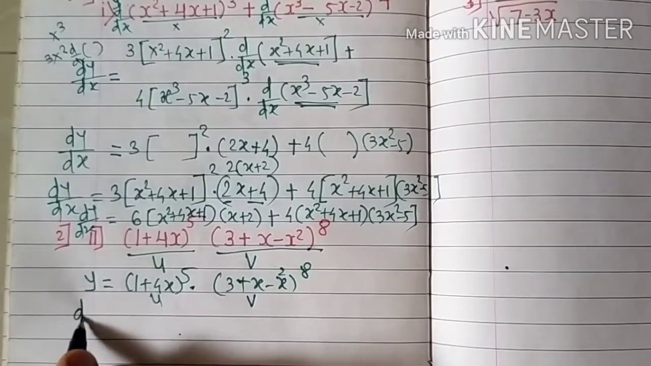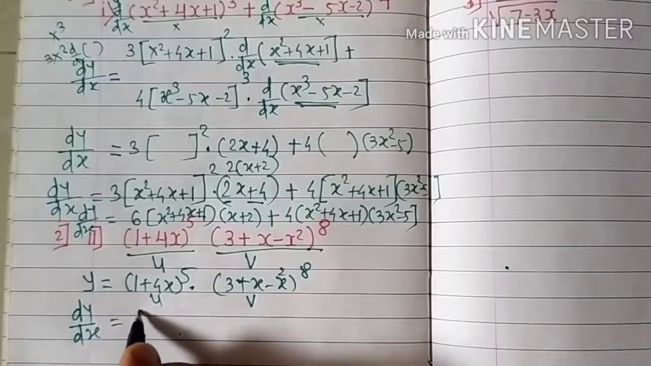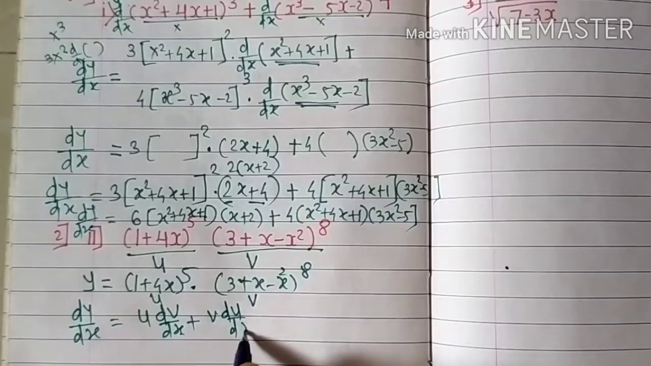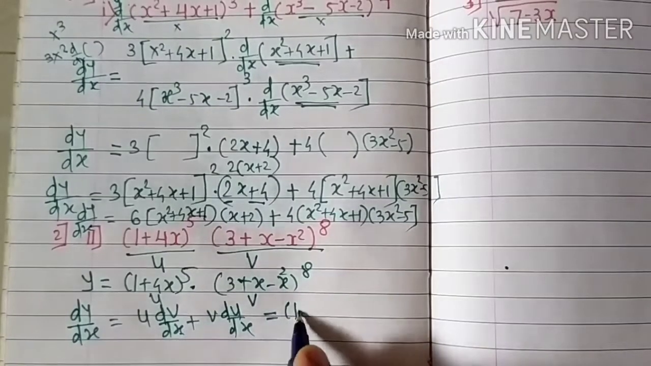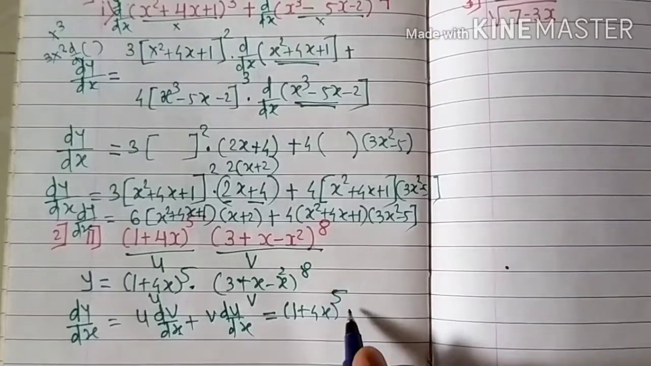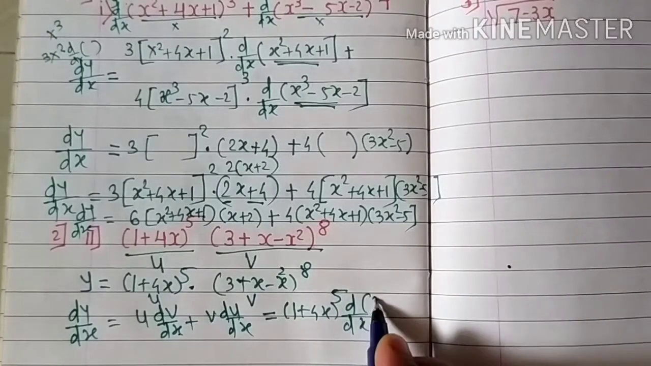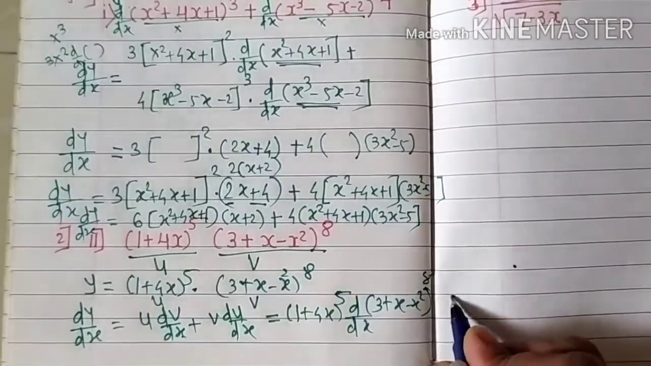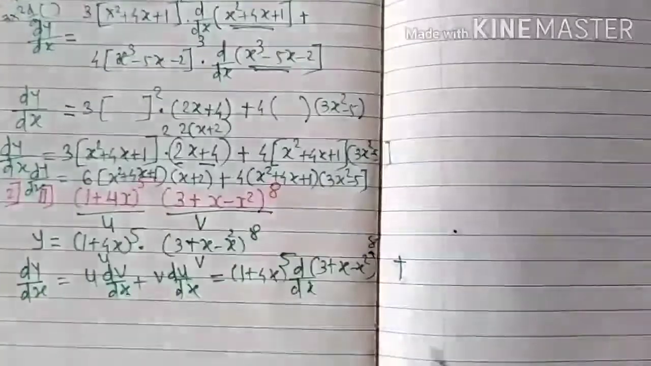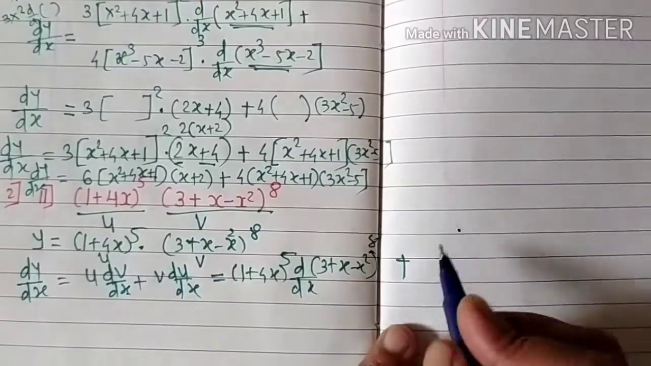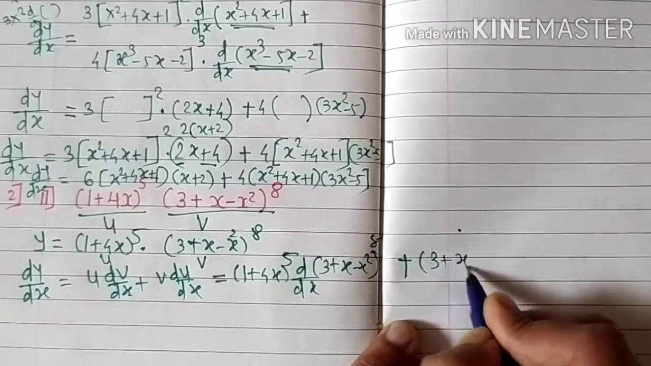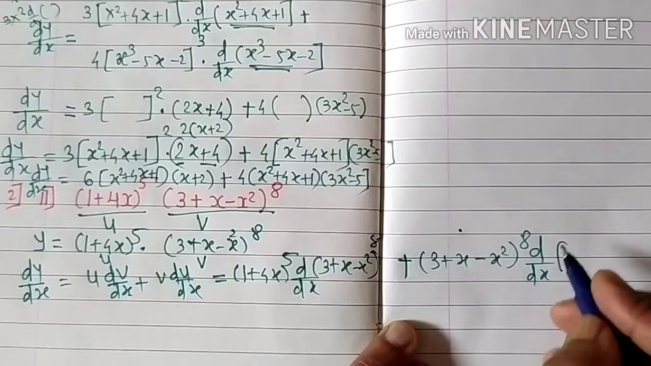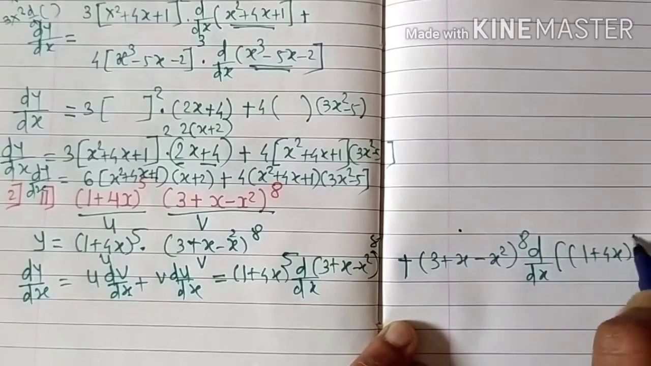Then by using the product rule of differentiation, dy/dx is equal to u into the derivative of v plus v into the derivative of u. Applying this, u means (1 plus 4x) raised to power 5, and the derivative applies on the v function (3 plus x minus x square) raised to power 8, plus. Second, v function is constant, (3 plus x minus x square) raised to power 8, into d/dx of u, which is (1 plus 4x) raised to power 5.